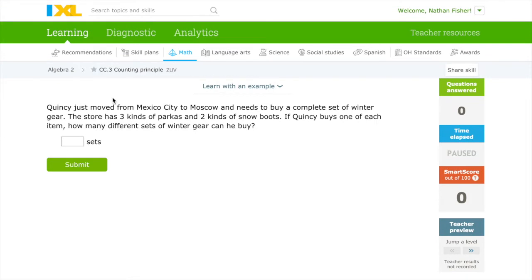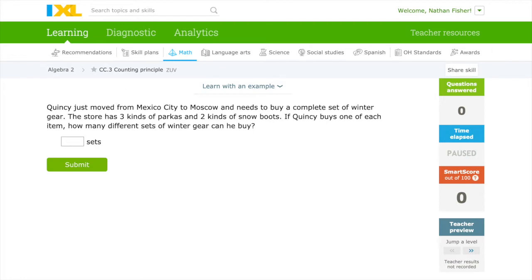So let's start by reading through this first question, and then we'll talk about the thought process as we go. It says Quincy just moved from Mexico City to Moscow and needs to buy a complete set of winter gear. The store has 3 kinds of parkas and 2 kinds of snow boots. If Quincy buys one of each item, how many different sets of winter gear can he buy? So essentially, we're thinking about how many different options we have here, different assortments that we can make.